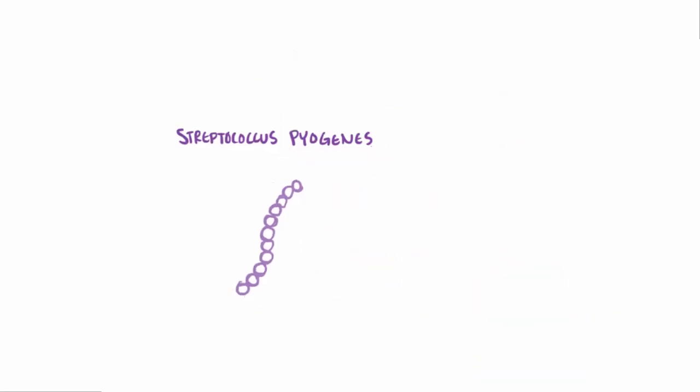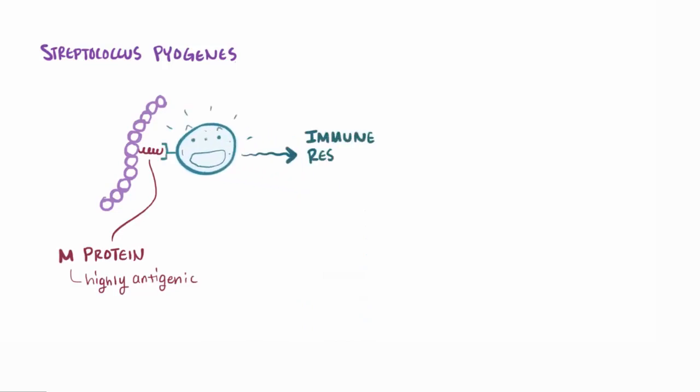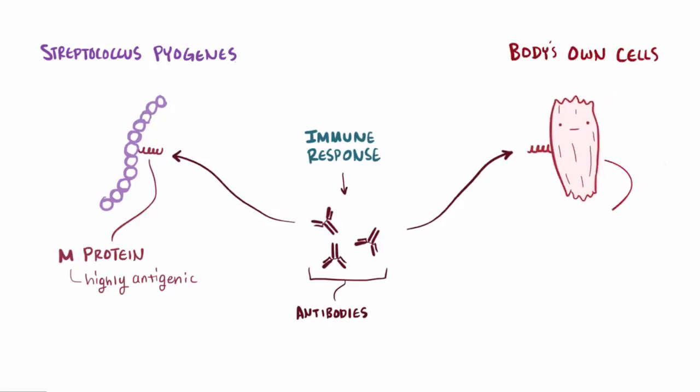Some of these strep bacteria have a protein on their cell wall called M protein, and this particular protein is highly antigenic, meaning that the immune system sees it and recognizes it as a foreign molecule, and mounts an immune response, which, rightfully so, produces antibodies against these proteins. Those antibodies, though, are thought to cross-react with proteins on some of our body's own cells, like cells in the myocardium, or heart muscle, and heart valves, but also cells in the joints, the skin, and the brain.